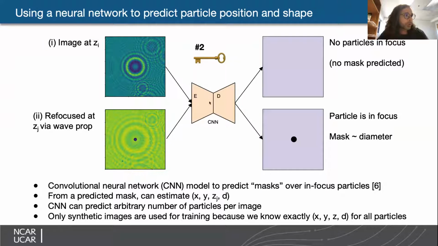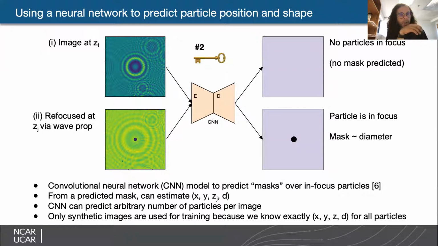So this model goes into this neural network here, and don't worry about the details. It's just a drawing meant to represent a neural net. The task now is to predict the mask around the in-focus particle at the XY center of the particle. So this is what we want machine learning to do. And I noted in the previous slide that if a model is able to do that, then we should be able to back out the X, Y, Z, and D coordinates for all of the particles in these images.